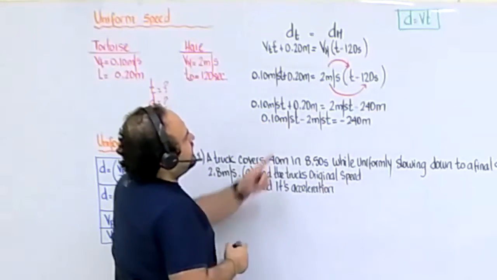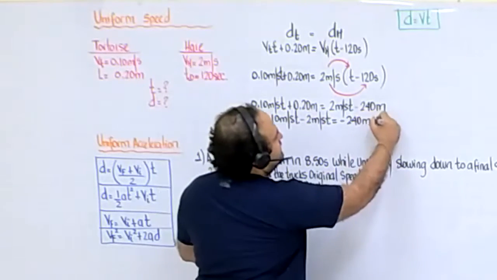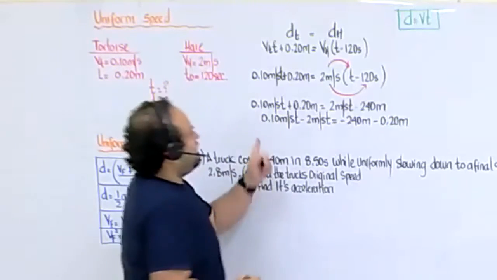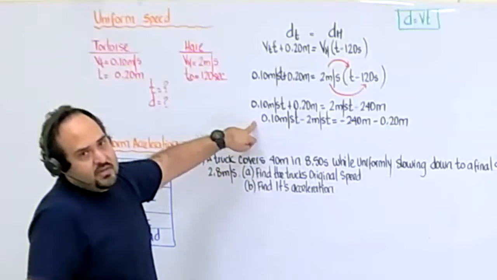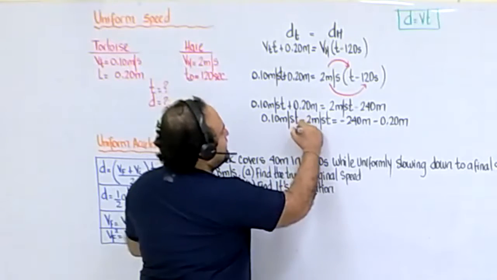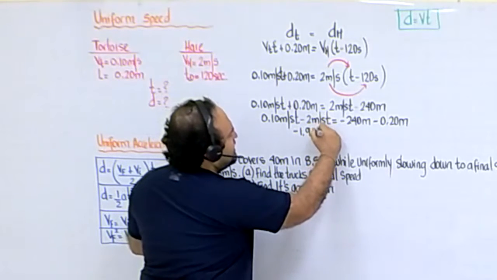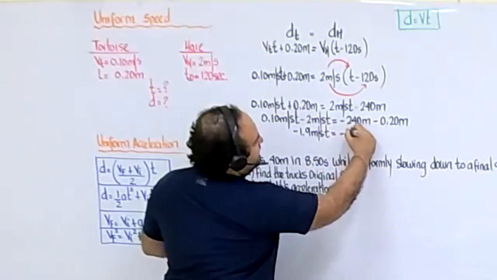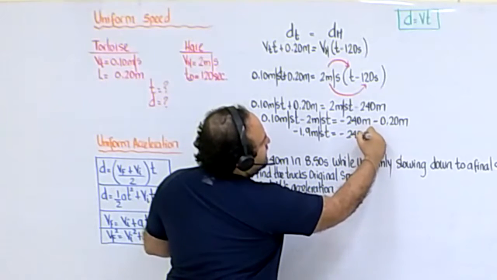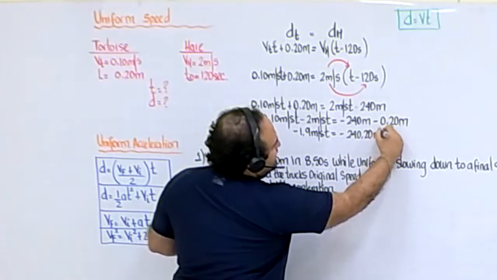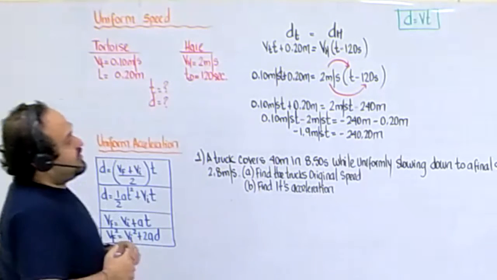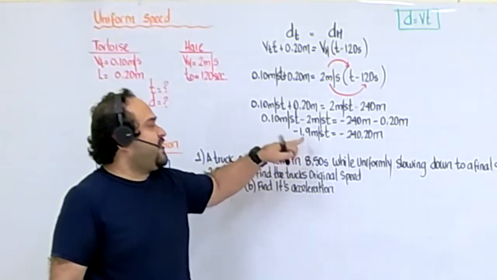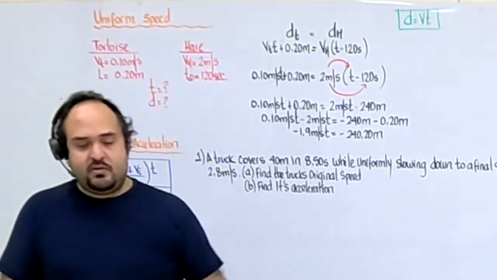And because 0.20 is adding, it passes to subtracting. Okay, we have like terms. 0.10 minus 2, that will be negative 1.9 meters per second t equals negative 240.20 meters. And because we are looking for the period of time, remember this negative 1.9 is multiplying, it passes to divide.